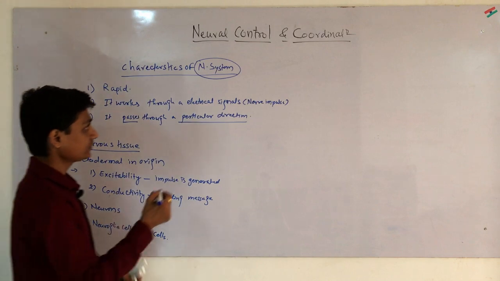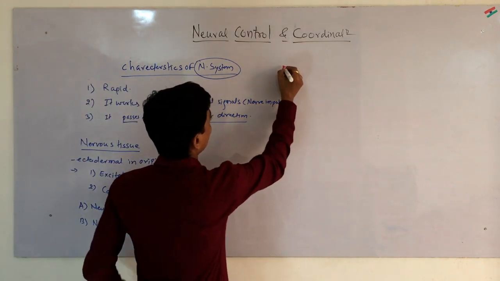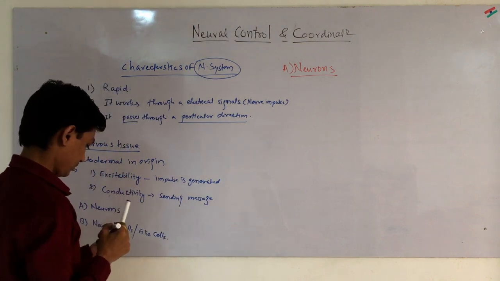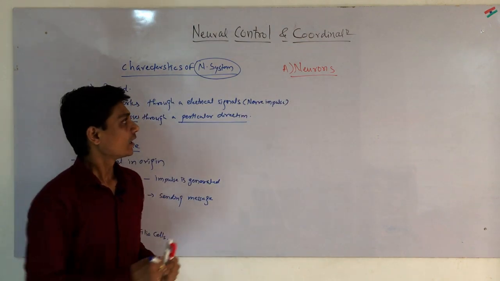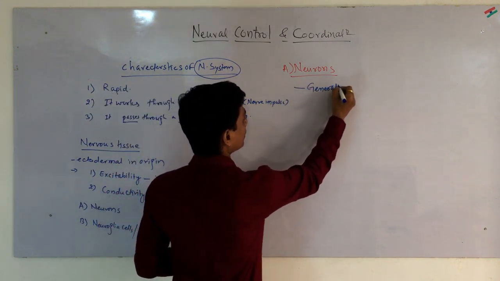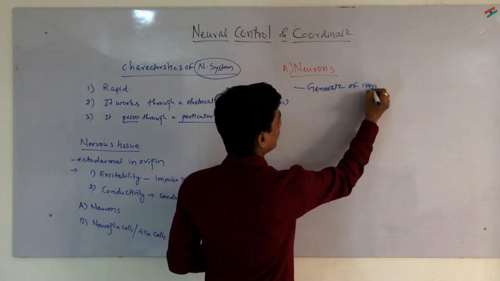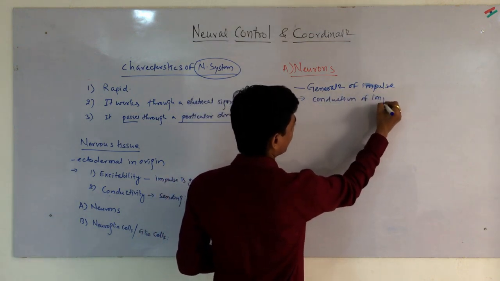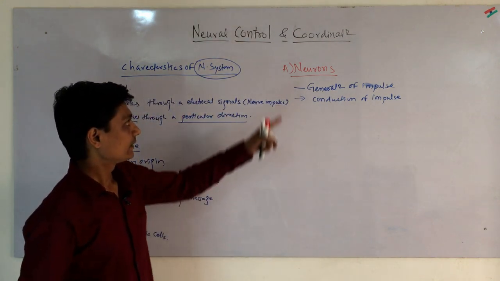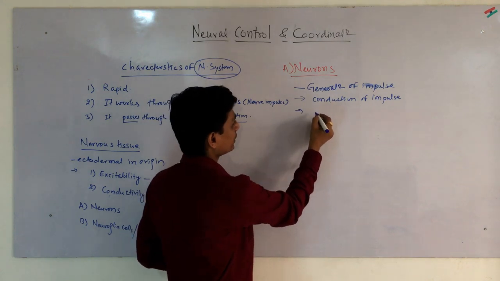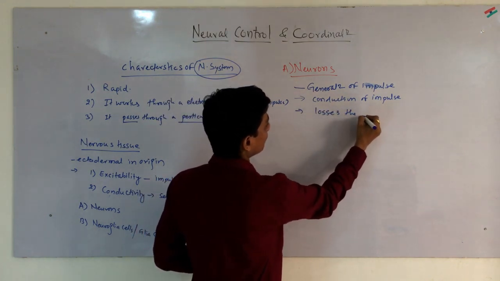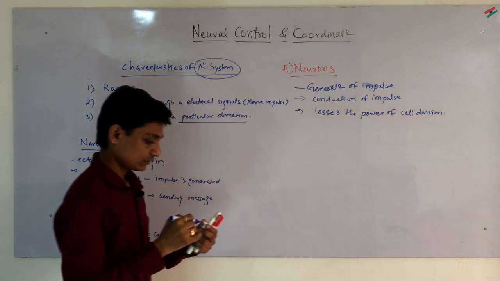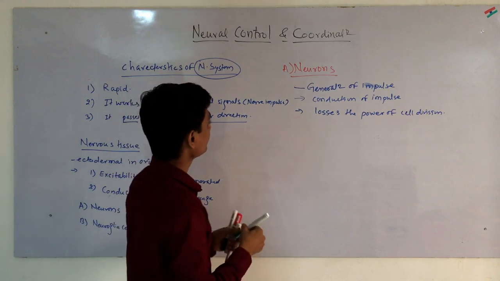We'll see one by one. First, neurons. Neurons have the power of generation of impulse and conduction of impulse, and they don't have the ability, or they lose the power of cell division, meaning they don't do cell division. Okay, we will see the structure of this neuron.